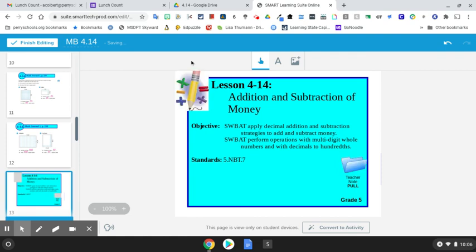Remember in lesson 414, the main focus was addition and subtraction of money, connecting decimal addition and subtraction to the addition and subtraction of money because of those decimal points, and cents connecting to the hundredths place. This also connects to multi-digit whole numbers with decimals to the hundredths. That is the last lesson of Unit 4, so be looking for a review coming up in the next few days.